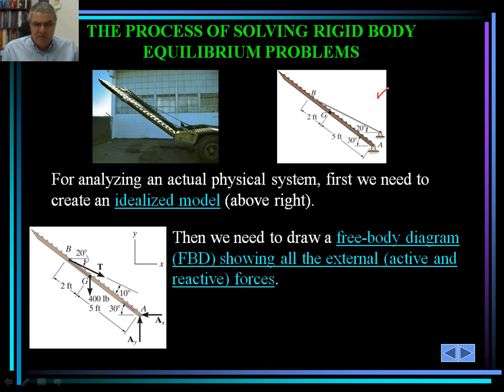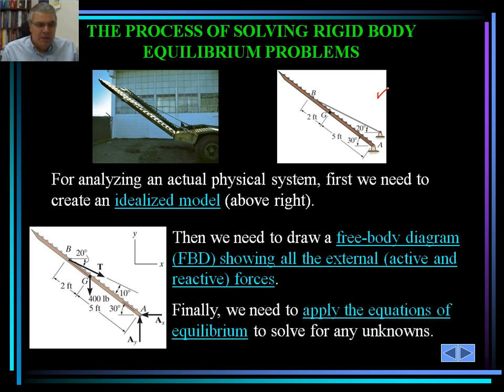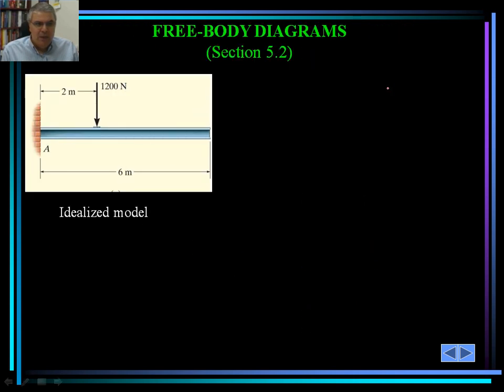Those external forces include the weight, or the gravity, acting on the rigid body itself. It also includes the reaction of the supports, because they also exert forces on the body. Whether they are active or reactive forces, we would show all of them on the free body diagram. Then we would need to apply the equations of equilibrium to solve for any unknowns.